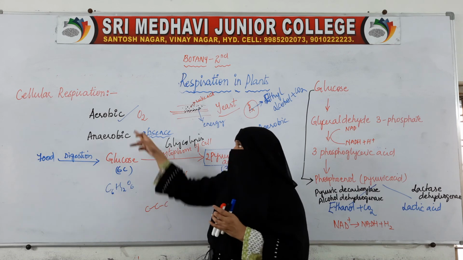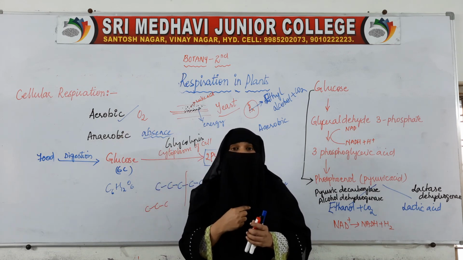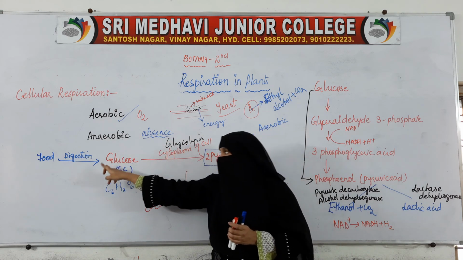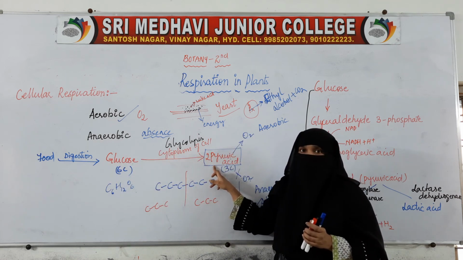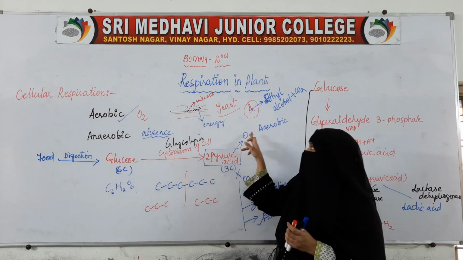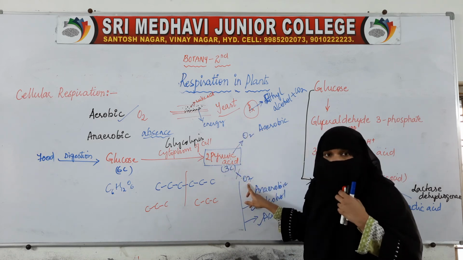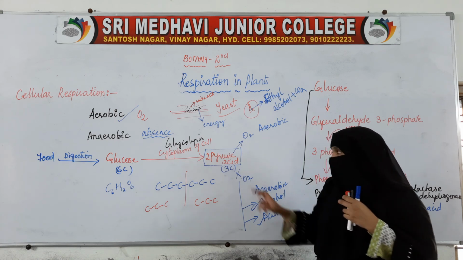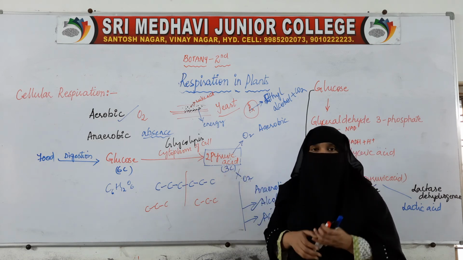So this is how the two types of respiration are there, aerobic respiration and anaerobic respiration. But for both respirations, the first step is always that glucose is changed to pyruvic acid. Then if this pyruvic acid gets oxygen, it is aerobic respiration. If pyruvic acid does not get oxygen, it is anaerobic respiration. But the first step is the changing of glucose to pyruvic acid inside the cell.